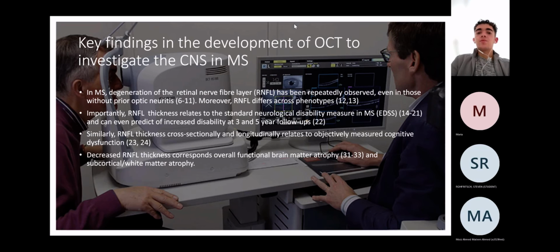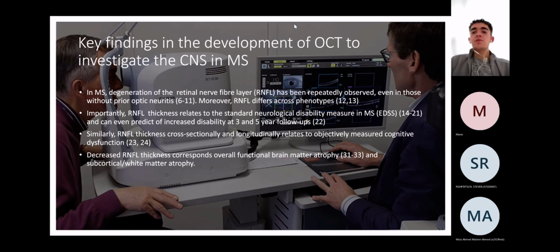And additionally, what you find is differences in the RNFL across phenotypes. Surprisingly, those who have progressive types of MS actually seem to have better off RNFL. What's surprising is that progressive subtypes typically have worse disease outcomes. So it's interesting that in this case they don't seem to, but again, the idea of the biomarker being able to distinguish phenotypes is very important in developing this as a biomarker.